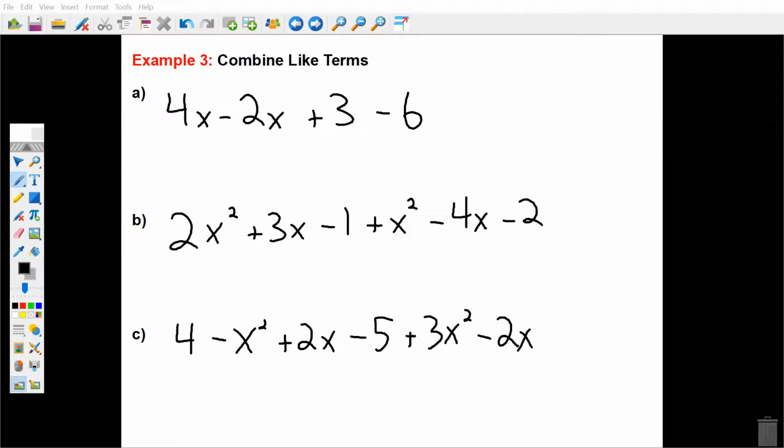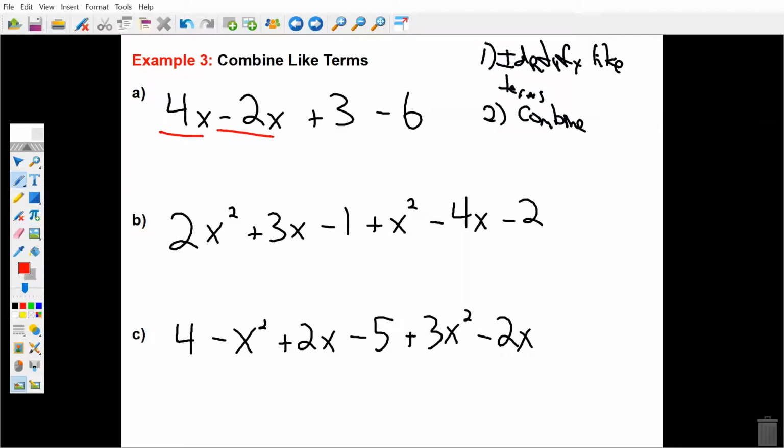So there's 2 steps to this. Step 1 is to identify the like terms. Step 2 is to combine them. The first set of like terms I see, and I've got different colors, so that makes it easy. If you have different colors available, you should try that as well. Here I've identified the like terms. Now I'm going to combine them.